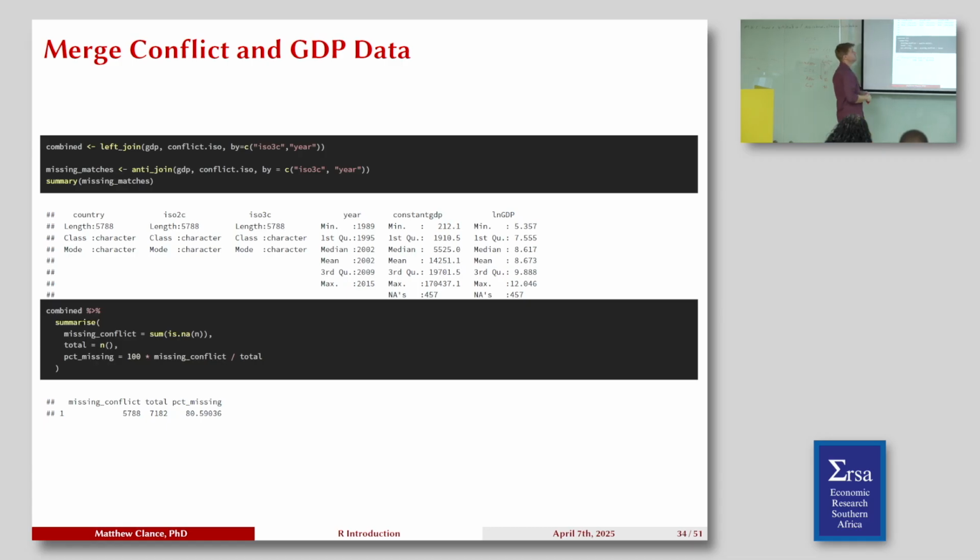My identifiers are the ISO 3C and the year. This is panel, so I need two identifiers. The country is the unit of analysis, and the time, in this case, T is year. And then I can actually look, if I want to, and see how well the match was using something called anti-join. But basically, it just gives me some information on how many bad ones did I get. In this case, 457 bad matches across.